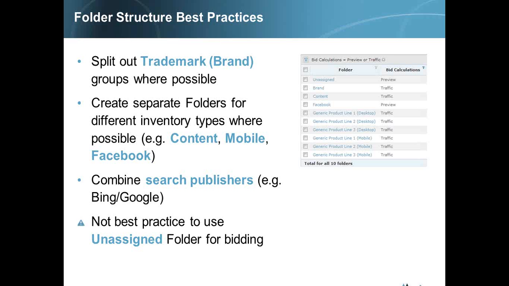You would also want to consider separating by advertising inventory types. So performance could vary widely across Facebook campaigns versus content versus search campaigns or mobile specific.